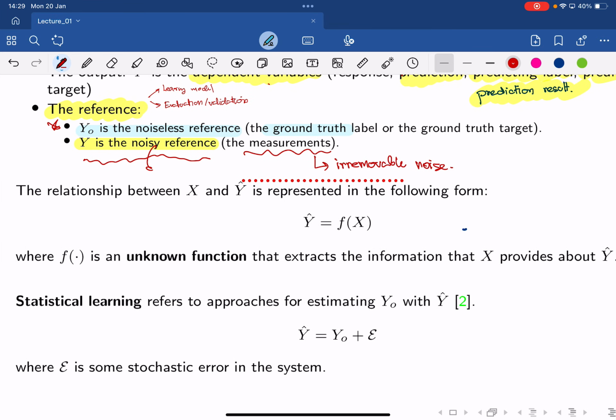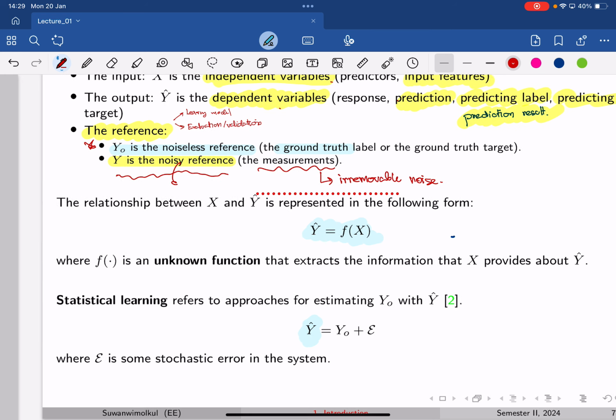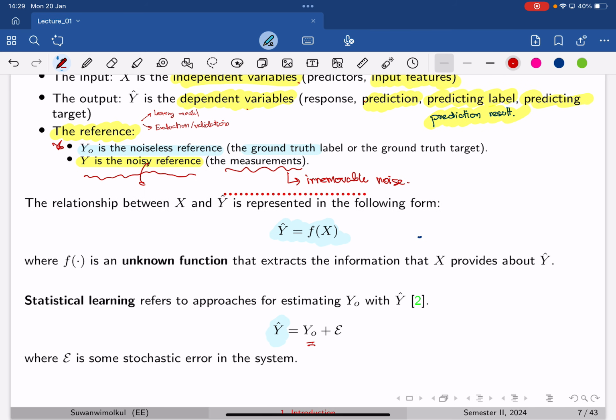Finally, this is a recap. If y hat is the output of our model, usually we prefer that y hat captures the ground truth, or the clear noiseless reference, plus the noise, which is actually the noisy reference. So this is what we can evaluate. It's pretty much, at the end, with respect to our measurements. But yes, we will do our best to separate our noiseless version out of it.